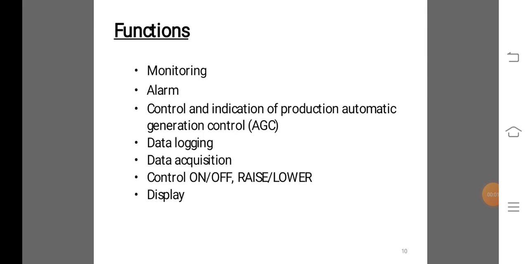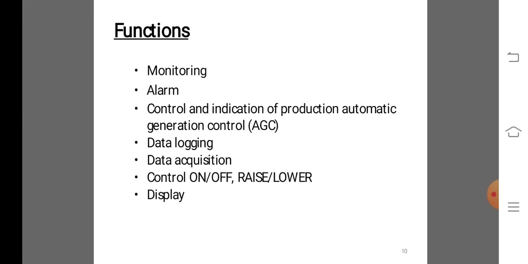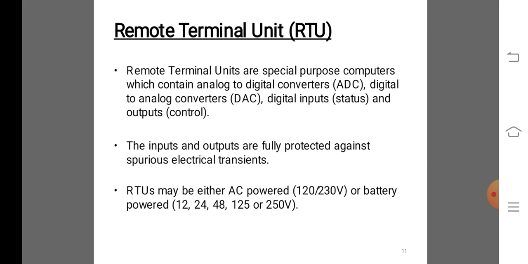Come, let's go with the functions of the SCADA system. This system has monitoring, alarm, control and indication of production, automatic generation control, that's called AGC. Then data logging, data acquisition, control on/off, raise/lower and display. These functions are very important and essential for SCADA, and the key component is the remote terminal unit.